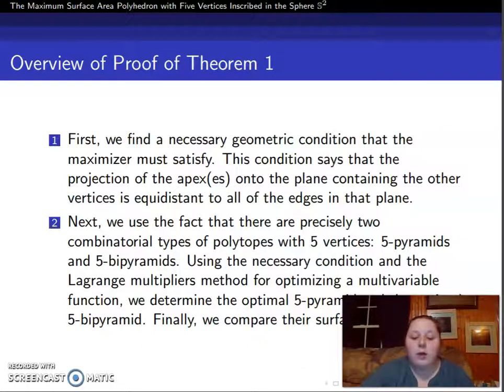With these, we were able to optimize the maximizer for each of the combinatorial types using the Lagrange multipliers method for optimizing a multivariable function. Then we compared the 2 optimal surface areas in order to determine the surface area maximizer for 5 vertices, which was the 5 bipyramid, with the surface area being approximately 5.81.